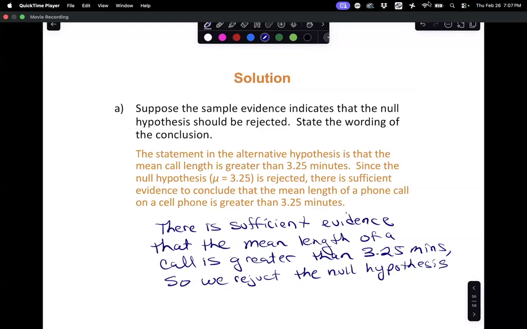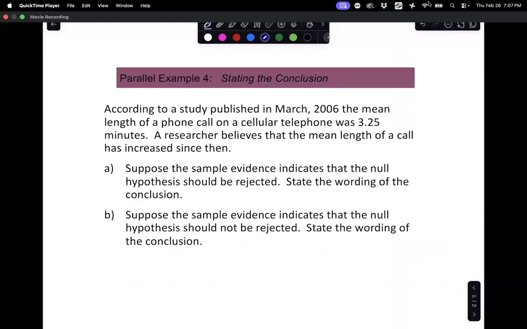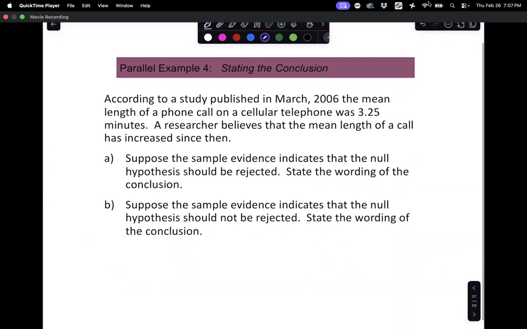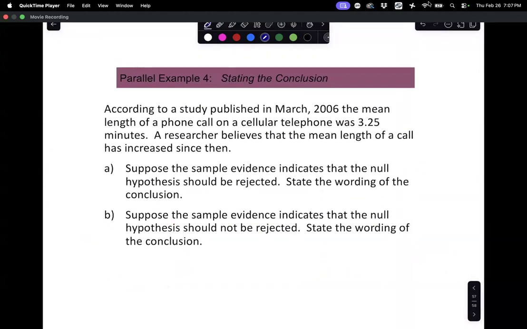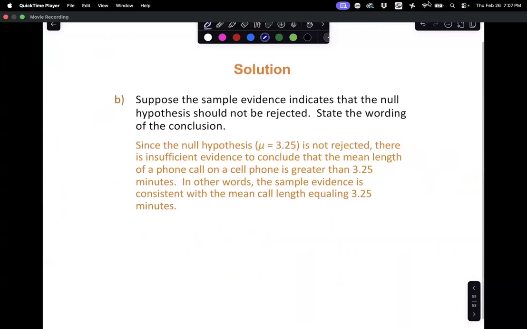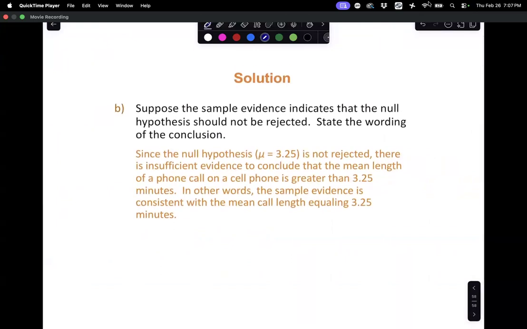Right? Got one more. I think that's it. I think we have one more. Okay. Yep, it is. We're on 57 and we have 58 slides. Suppose the sample evidence indicates that the null hypothesis should not be rejected. So we're going to state the wording of the conclusions here. Once again, they have a ton of words. I'm going to show you mine.